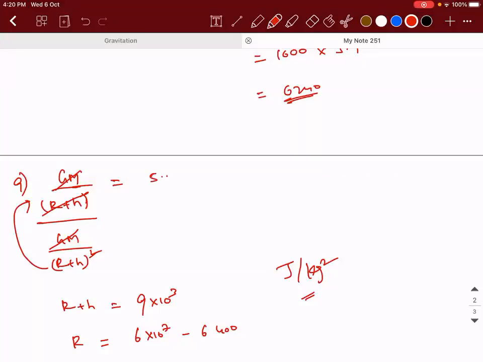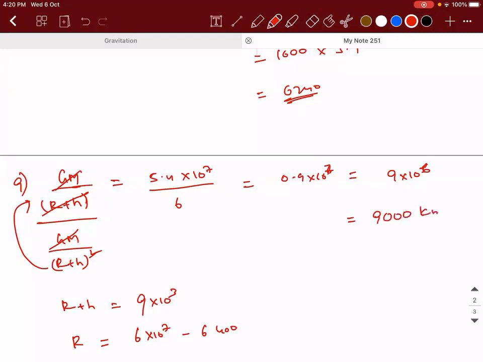Wait, 5.4 into 10 power 7 joule per kilogram SI unit divided by 6. How much is it? 0.9 into 10 power 7. That will be 9 into 10 power 6. I think we got the answer. 9 into 10 power 6 will be 9,000 kilometer. This is 9,000 kilometer.